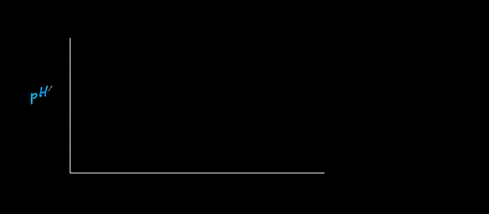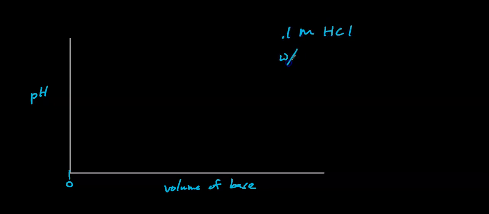So we have pH on this axis, volume of base. So we're adding a base to an acid. So let's start off with initially, before we add any base. Let's say we have a 0.1 molar solution of HCl that we're titrating with 0.1 molar sodium hydroxide. What is the pH of the solution before any base has been added?